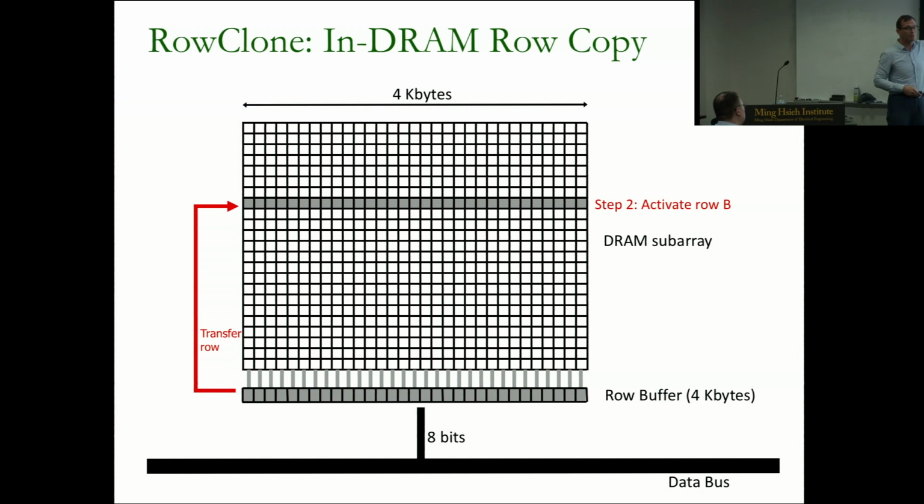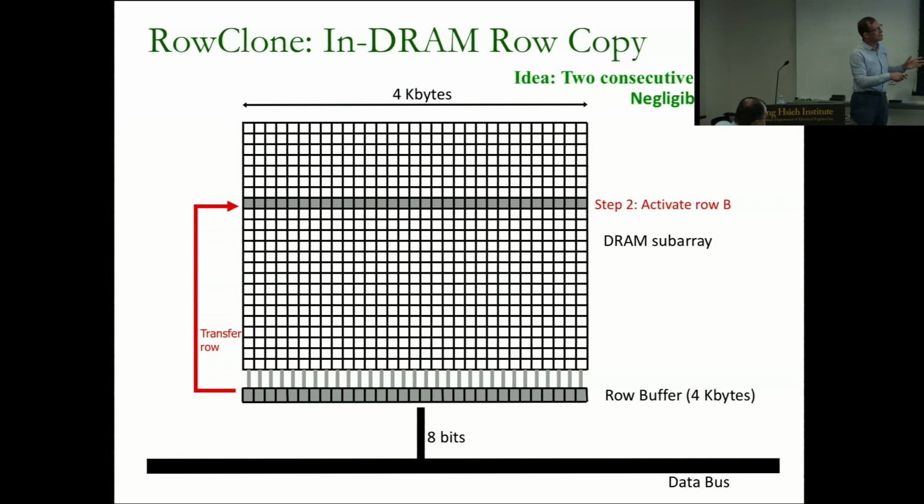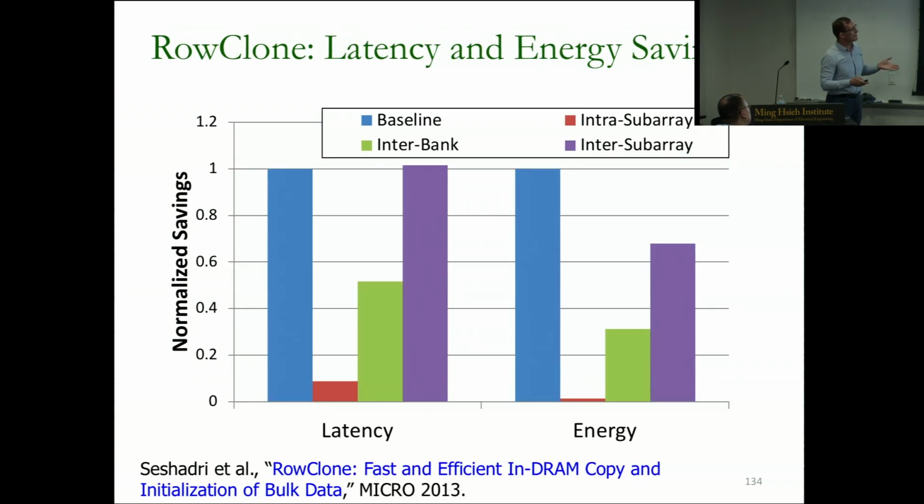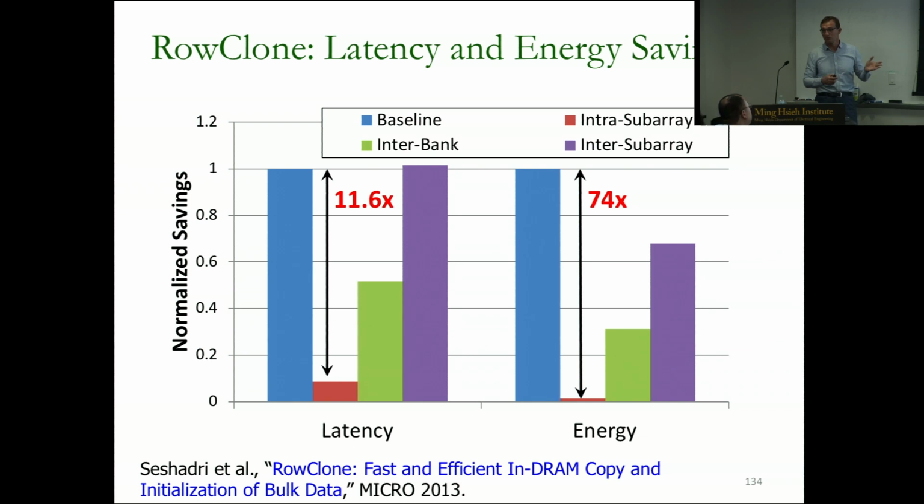But you could do this with minimal changes to the DRAM. It's really two consecutive activates, and almost all of the circuitry exists already. It's negligible hardware cost. If you want to do this across subarrays and across banks, you need to add a little bit more logic, especially across subarrays if you want to do this fast, because the subarrays in a DRAM bank are not connected naturally, except through this really narrow bus, but it's doable. If you do that, you can reduce the latency of a page copy by about 11 to 12x, and more importantly, memory energy for doing that copy by about 74x, in the best case again.